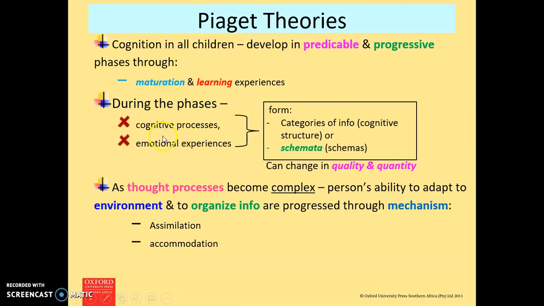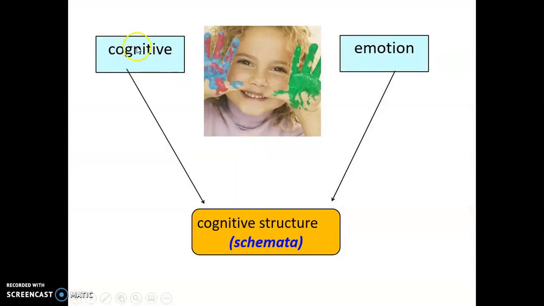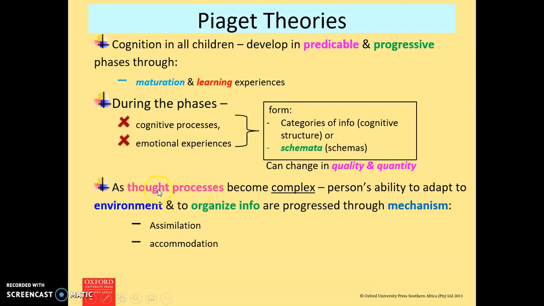During these phases, cognitive processes and emotional experiences also happen among individuals, and these form categories of information, or schemas. Basically, the cognitive processes and emotional experiences of children form their cognitive structures, or schemas. New information that they learn will tend to form their own schemas or cognitive structures. And as thought becomes more complex with increasing age, the brain and cognition also develop.